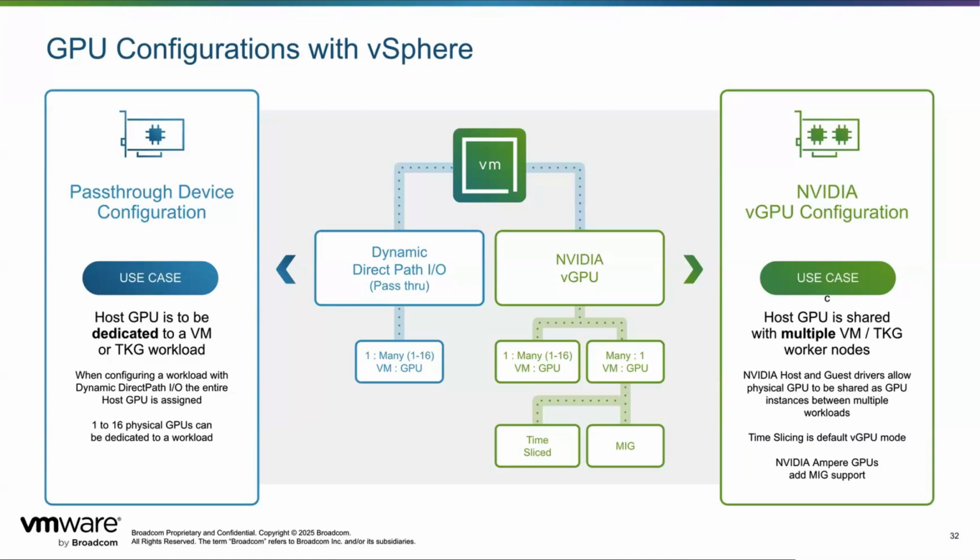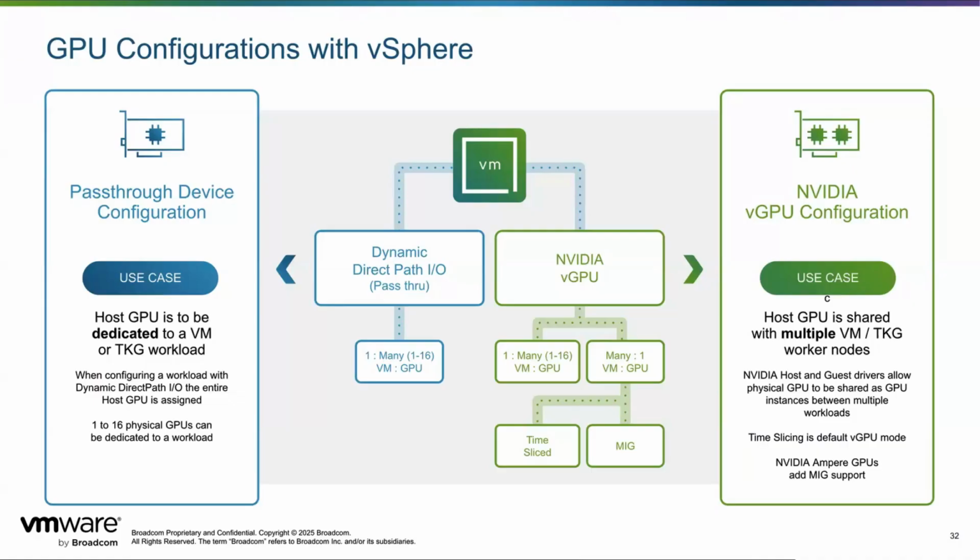On the other side of the house, if you want to start segmenting GPUs into virtual GPUs, you can have multiple different configurations here. The first is the same as the left-hand side, which is we can have up to 16 GPUs connected to an individual VM or Kubernetes cluster, the underlying worker. Or we can split and share a single GPU across many different workloads, whether it's Kubernetes clusters or VMs.